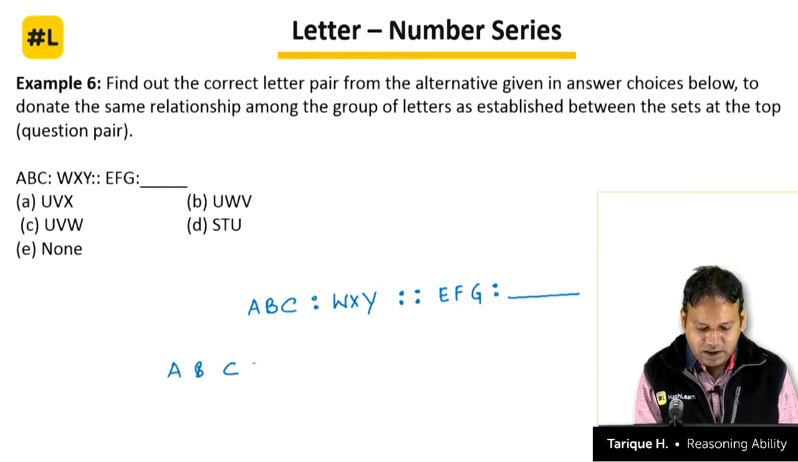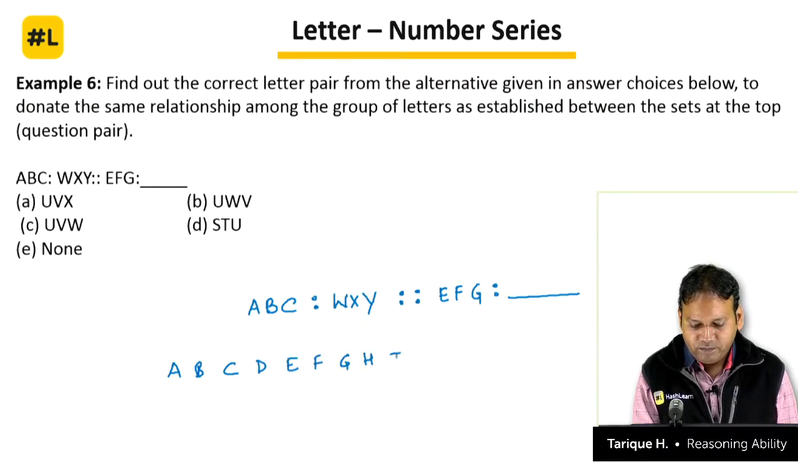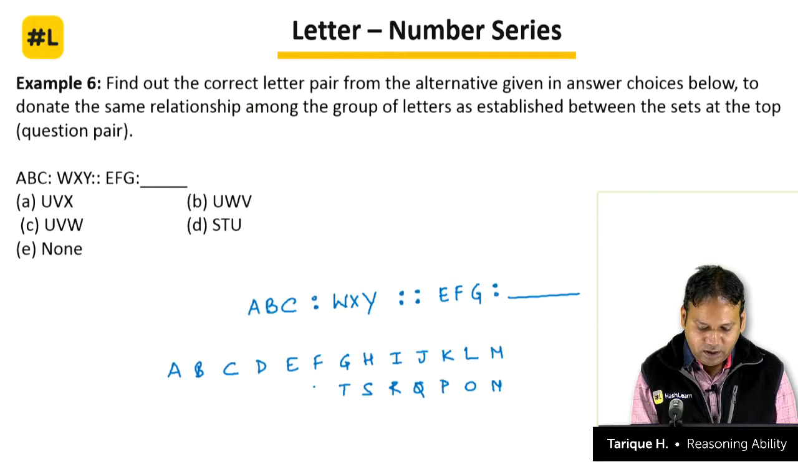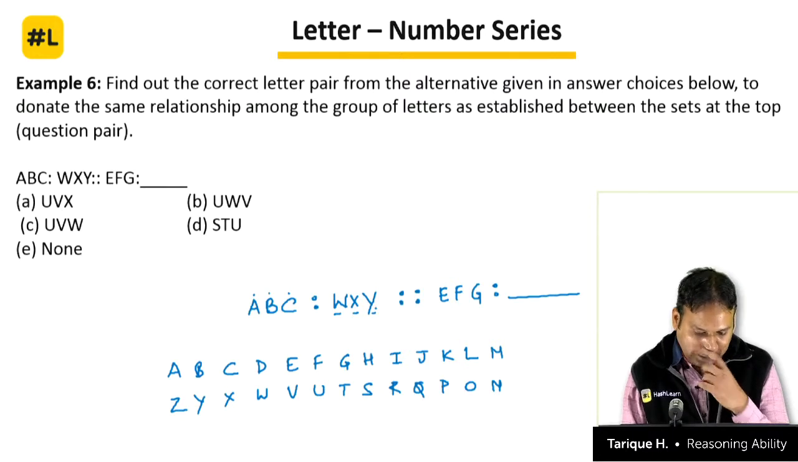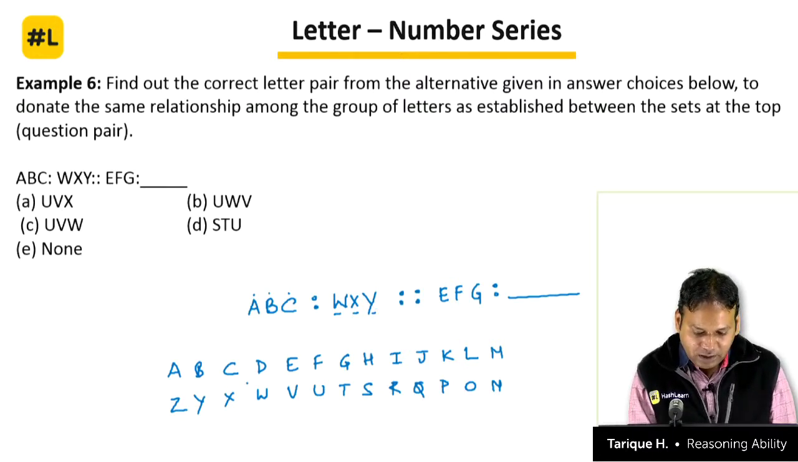Quickly I'll write down here A, B, C, D, E, F, G, H, I, J, K, L, M, and then from M we reverse here N, O, P, Q, R, S, T, U, V, W, X, Y and Z. Now look at A, B, C. How are A, B, C related to W, X and Y? You can see here C is linked to W, so write C, W, B, X and A, Y, and then we write in reverse here W, X, Y.